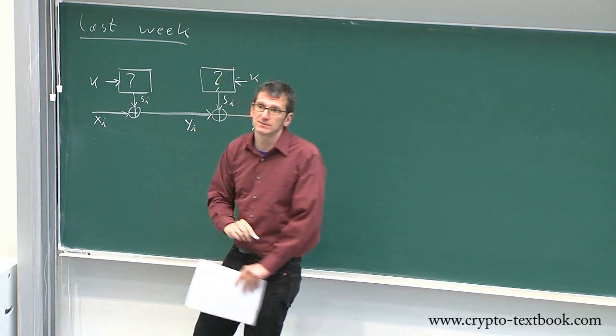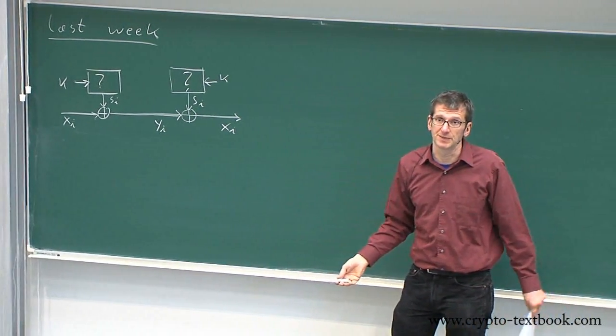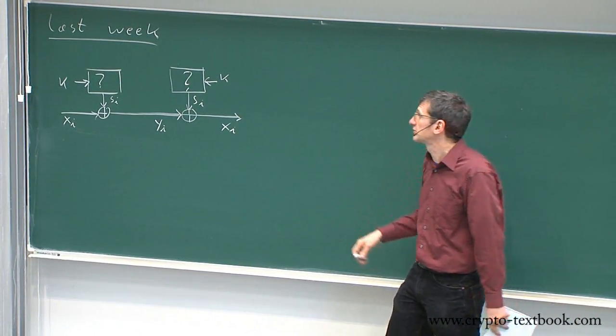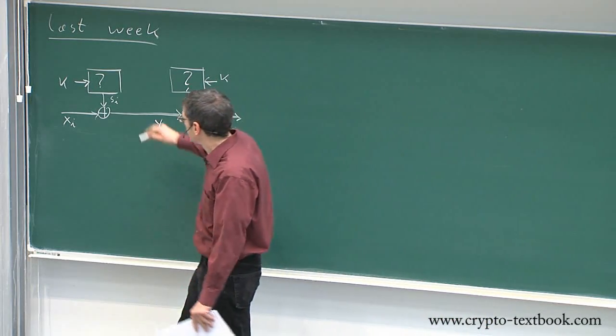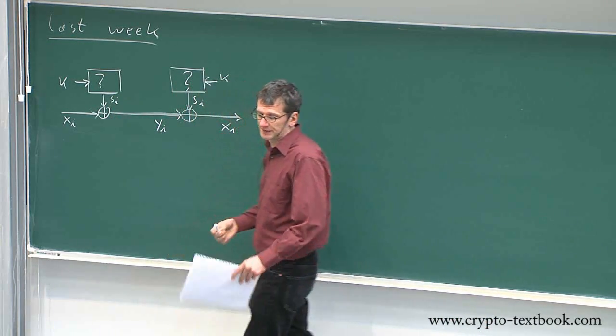what's in here. That's really what a stream cipher is about, and you could also, more formally, call that the key stream generator, because this here produces the key stream bits.